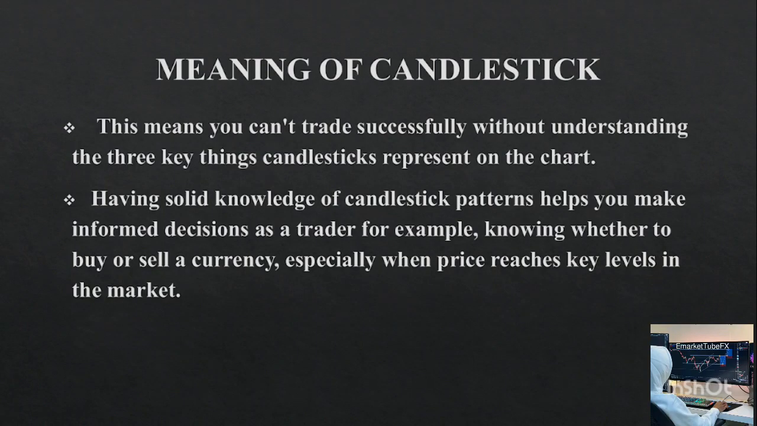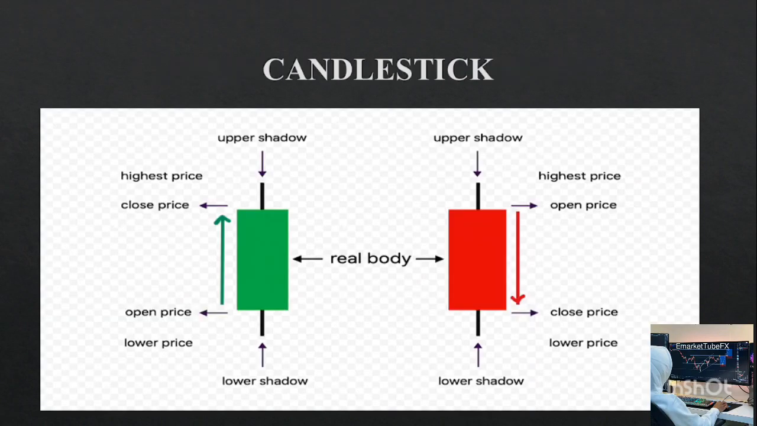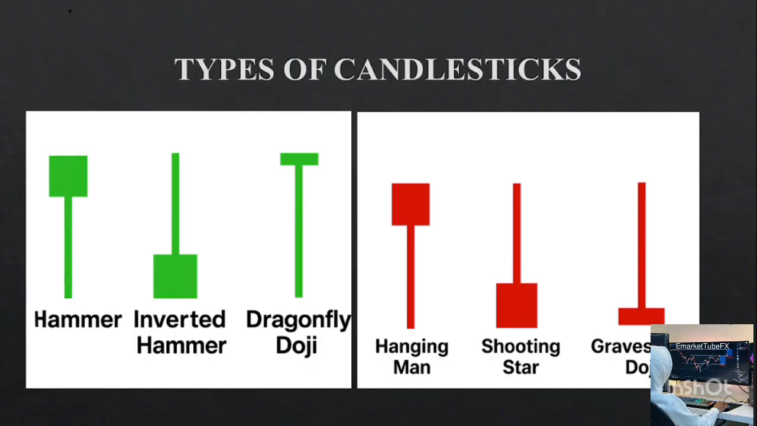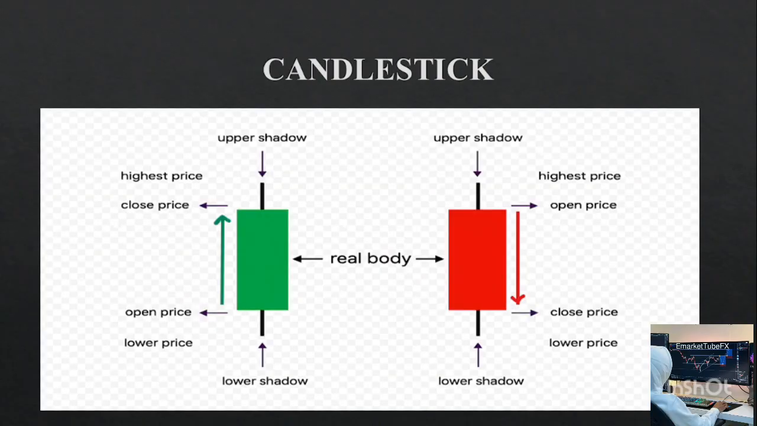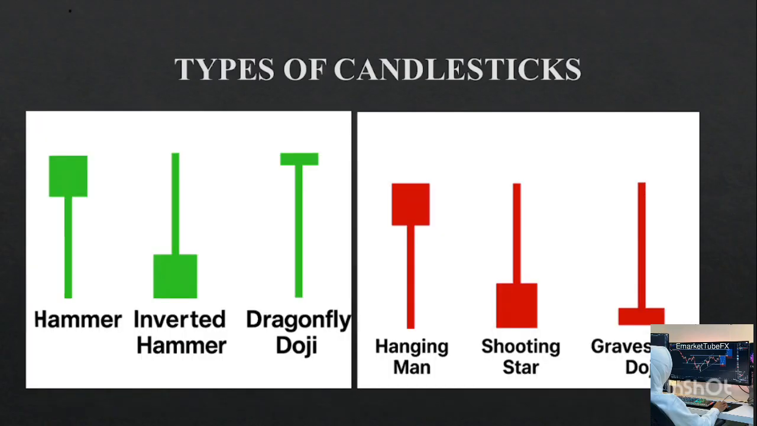Quickly, let's look at the types of candlesticks that we have. So now we are done with going through the various parts of the candlestick formation. We are now moving on to the types of candlesticks that we have. Over here, you can see the hammer, we have the inverted hammer, we have the dragonfly doji. Over here, we have the hanging man, the shooting star, then the gravestone doji. We look at what actually led to the formation of these candlesticks.